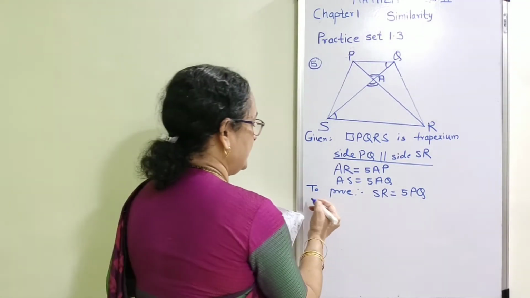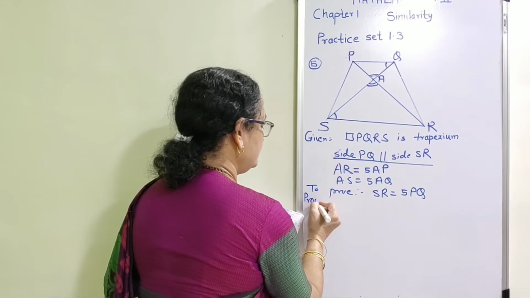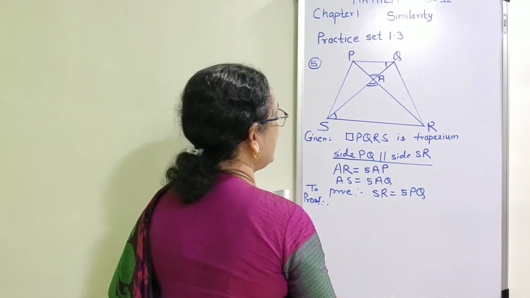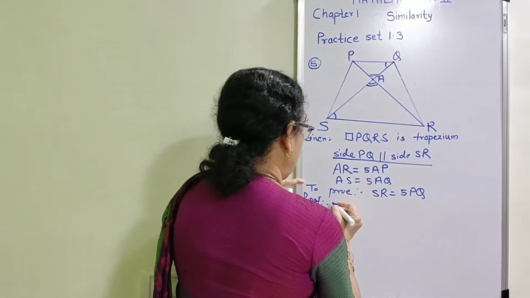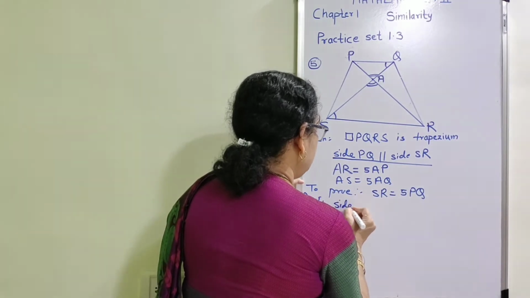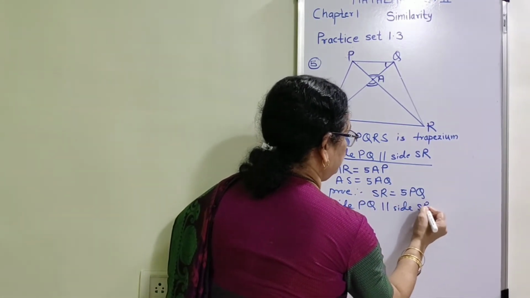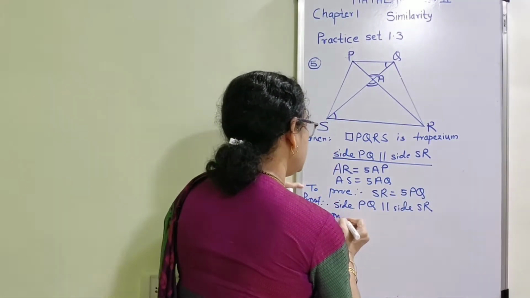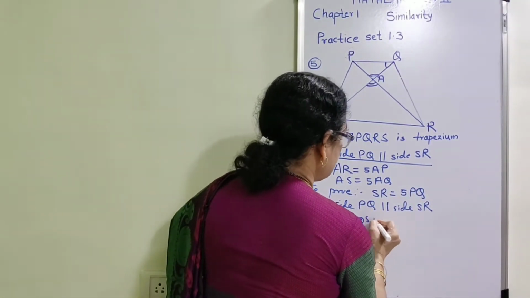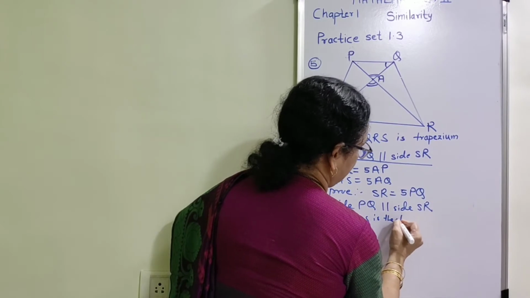Now write down the given things, that is the proof. What are you going to write? Write side PQ is parallel to side SR and QS is the transversal.